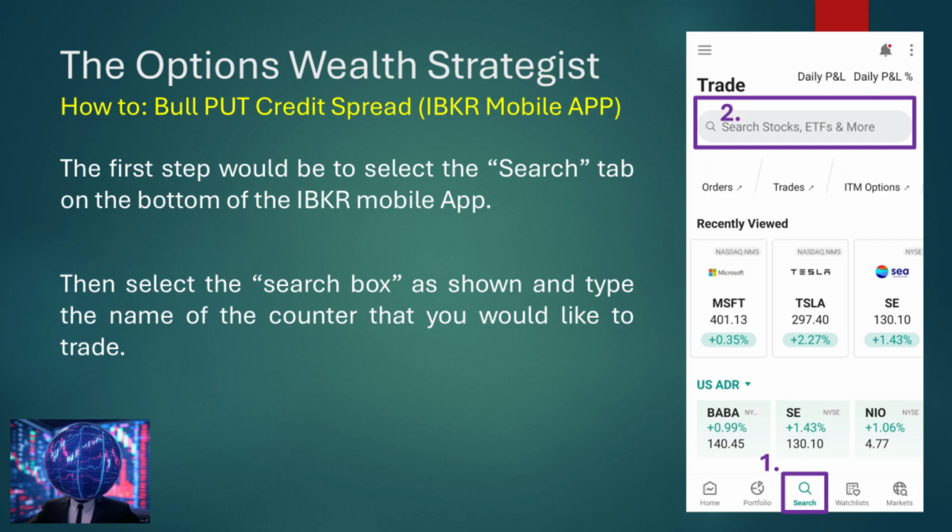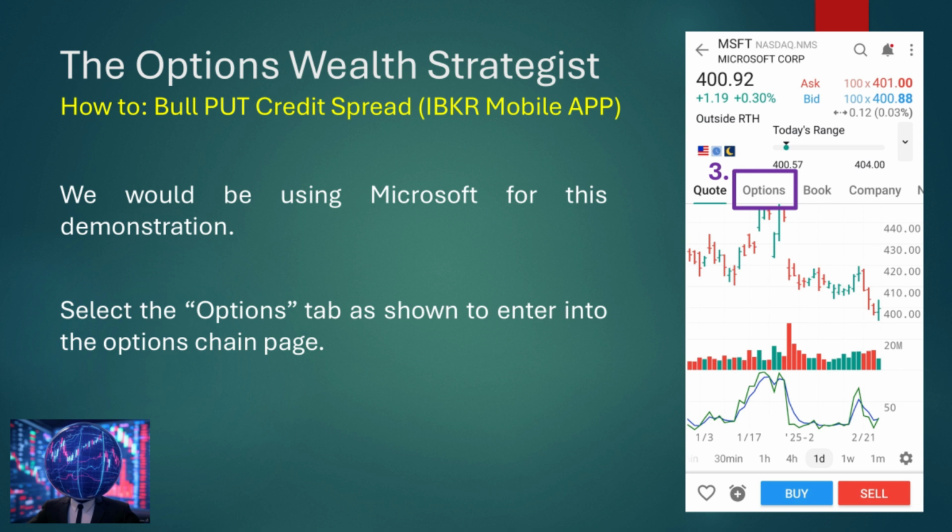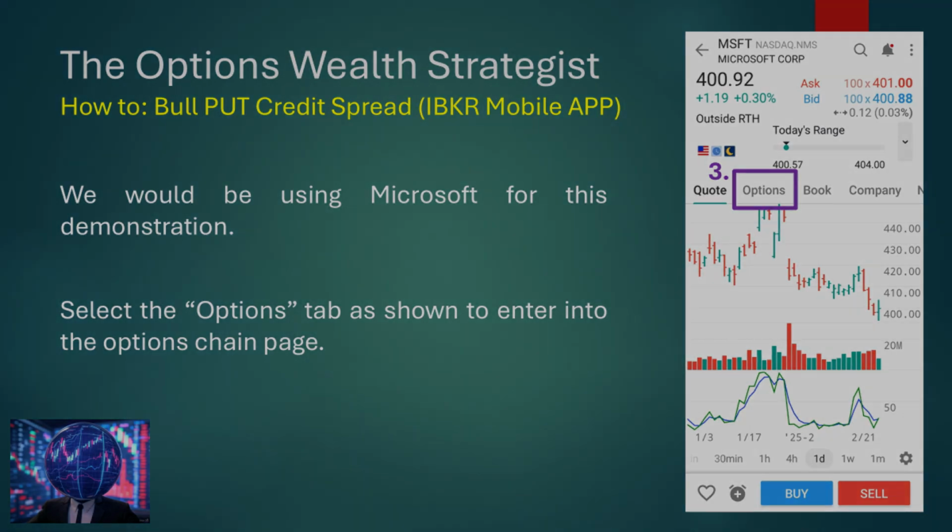The first step would be to select the Search tab on the bottom of the IBKR Mobile App. Then select the search box as shown and type the name of the counter that you would like to trade. Today we would be using Microsoft for this demonstration. Please select the Options tab as shown to enter into the Options Chain page.